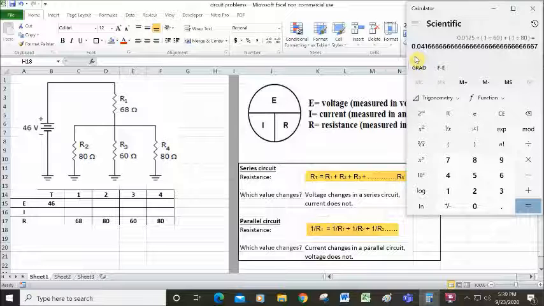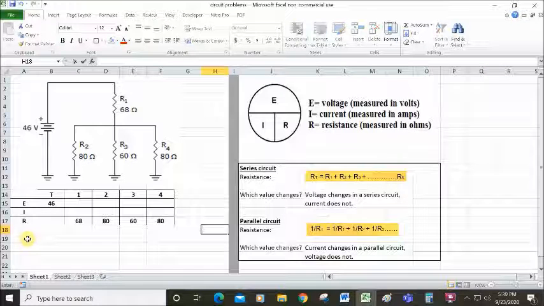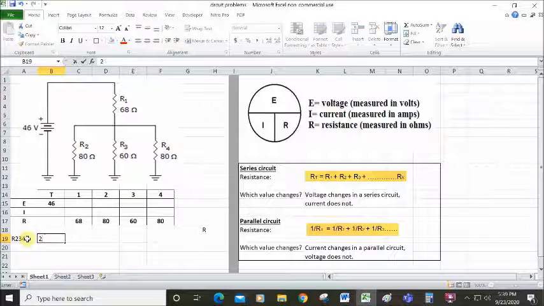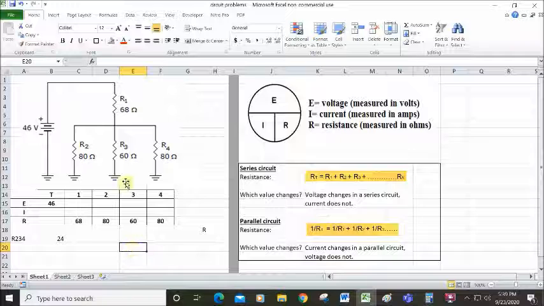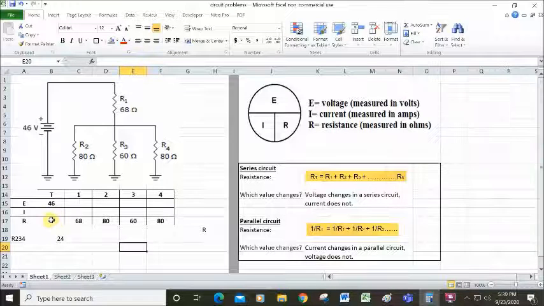0.04166. Now remember, we have to do 1 over this number. So our final number is going to be 1 divided by 0.04166. And that gives us right at 24. So I'm just going to type that out of the way here so we don't forget it. R234 is 24 ohms. So if those three put together are 24 ohms and R1 is 68 ohms, we can add those two together to get us total resistance. 68 plus 24, total resistance is 92 ohms.